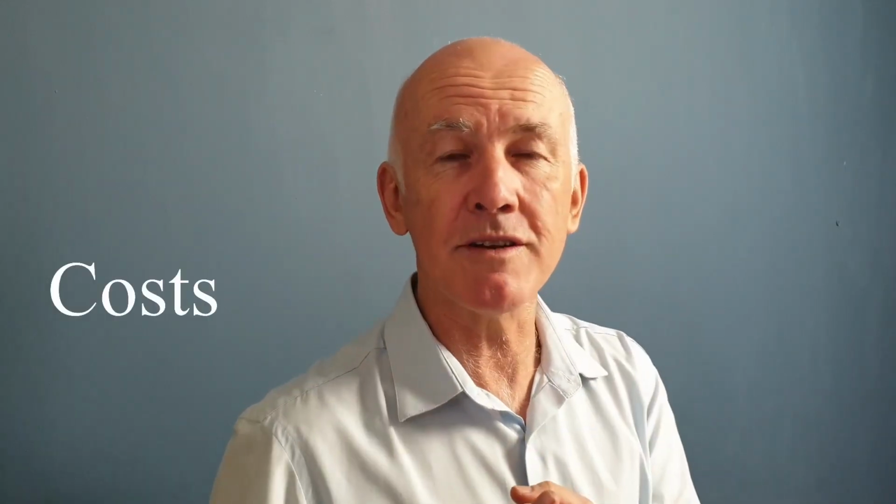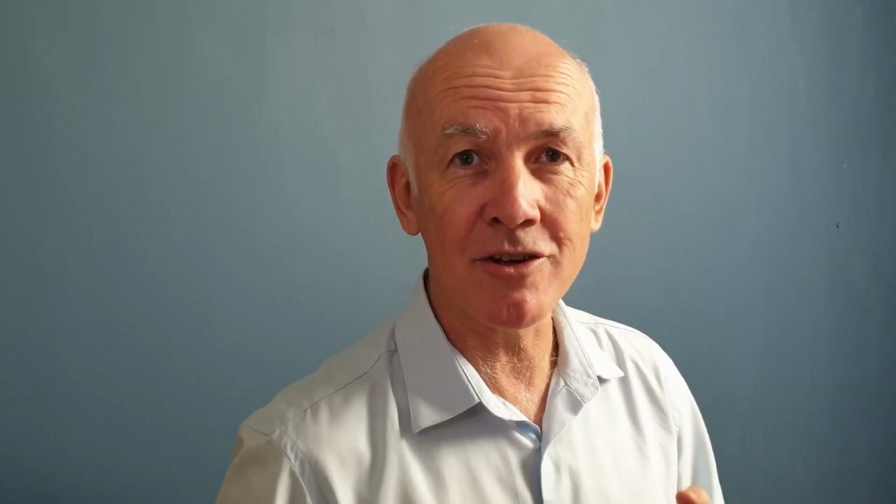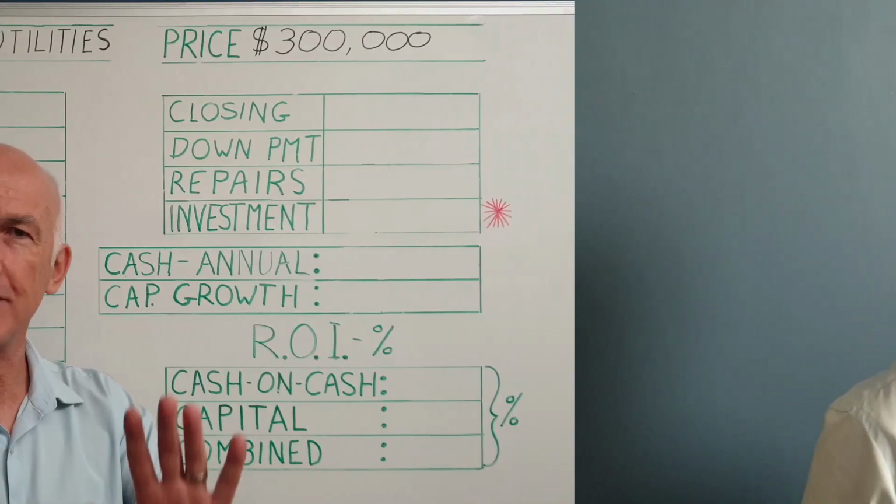We're going to look at the costs involved in buying a rental property. We're going to look at mortgage financing. We're going to look at the monthly rental cash flow. And we're going to look at the 3 different types of return on investment that you have to calculate before you can consider an investment property. These are the calculations I do before I buy any rental property. So let's go to the whiteboard and I'll show you how to do them.